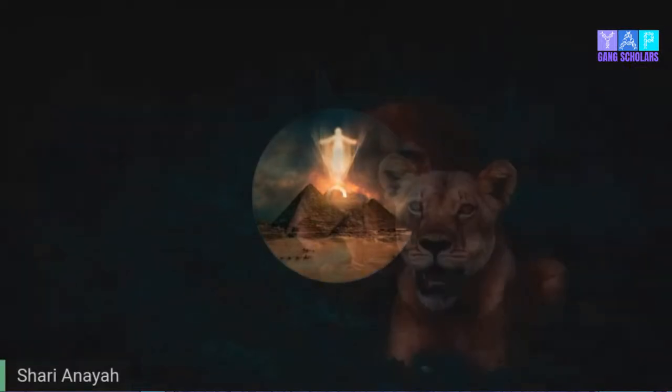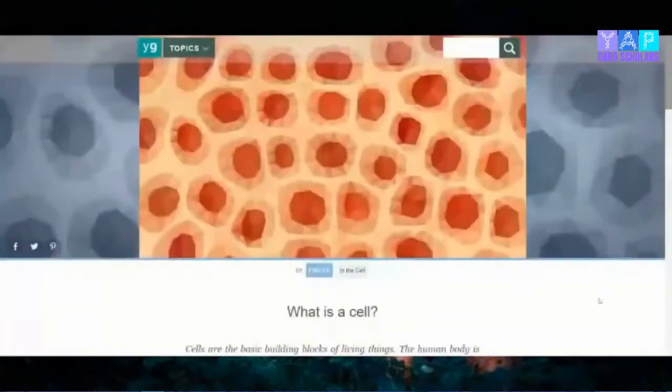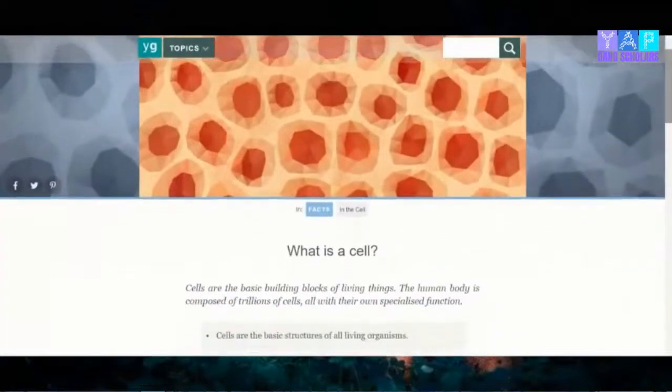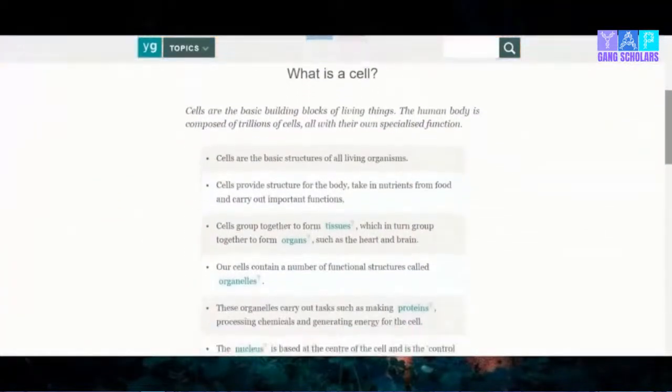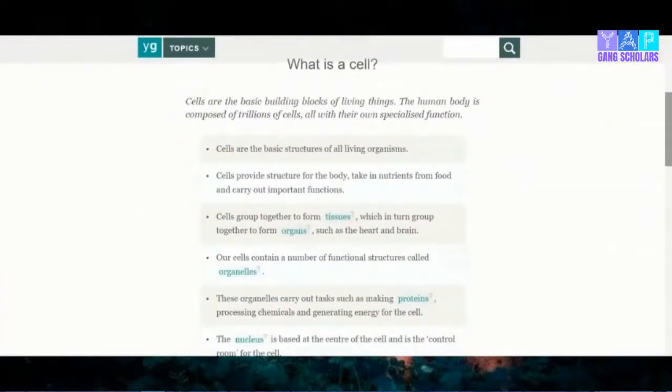Okay. And so this is yourgenome.org. Facts, what is a cell? And of course, we already know that cells are the basic building blocks of living things. And the human body is composed of trillions of them. So cells are the basic structures of all living organisms. Cells provide structure for the body, take in nutrients from food, and carry out important functions.